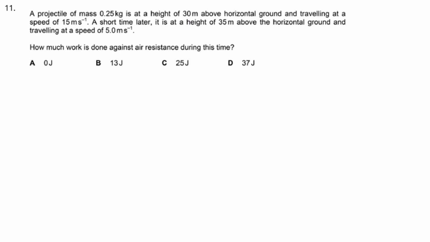Okay, so a projectile for number 11. For number 11, a projectile of mass 0.25 kg is at a height of 30 meters above horizontal ground and traveling at a speed of 15 meters per second. A short time later, it is at a height of 35 meters above the horizontal ground and is traveling at a speed of 5.0 meters per second. How much work is done against air resistance during this time?